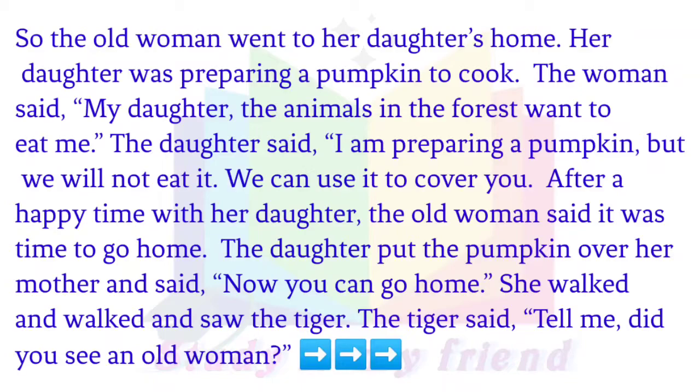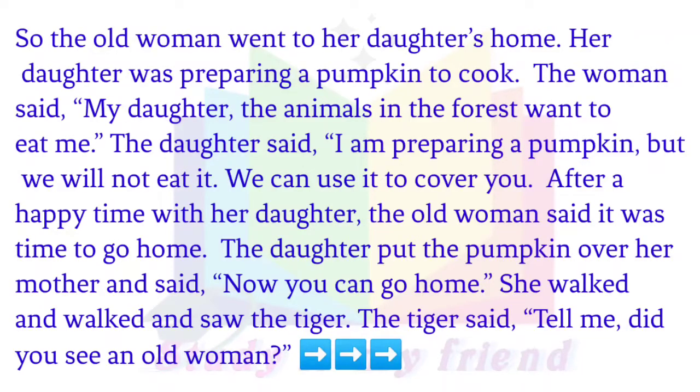So the old woman went to her daughter's home. Her daughter was preparing a pumpkin to cook. The woman said, my daughter, the animals in the forest want to eat me. The daughter said, I am preparing a pumpkin, but we will not eat it. We can use it to cover you. After a happy time with her daughter, the old woman said it was time to go home. The daughter put the pumpkin over her mother and said, now you can go home.